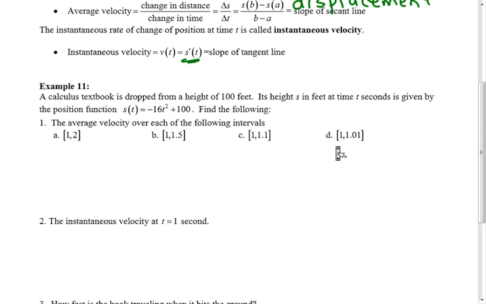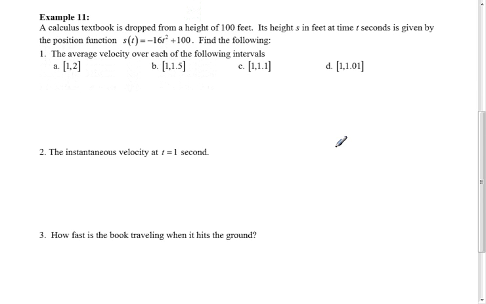Alright. I'm sure a lot of you would love to do this. A calculus textbook is dropped, not thrown, remember, just dropped, from a height of 100 feet. Its height s in feet at time t seconds is given by this function here. This is our position function. So find the following. The average velocity over each of those. Okay, average velocity, we would just have to do s of 2, okay, our y value, the distance at 2, minus s of 1, all over the change in the time. So we have our displacement, how far the position has changed over time.